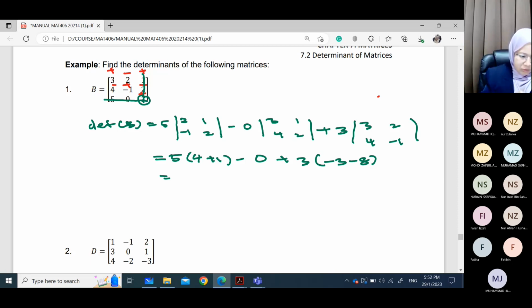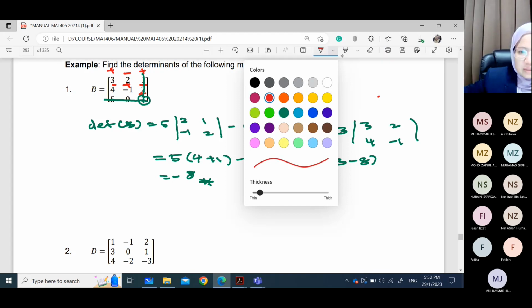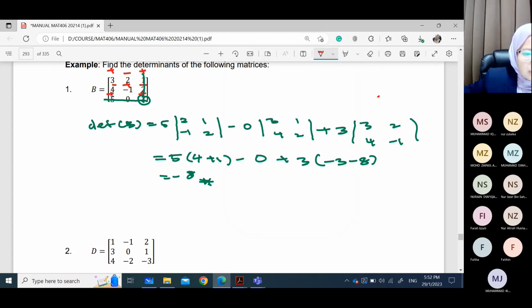Negative 11. Negative 8. Dapat tak negative 8? Dapat. So ni plus negative. Okay, sama juga dengan 2 tu.